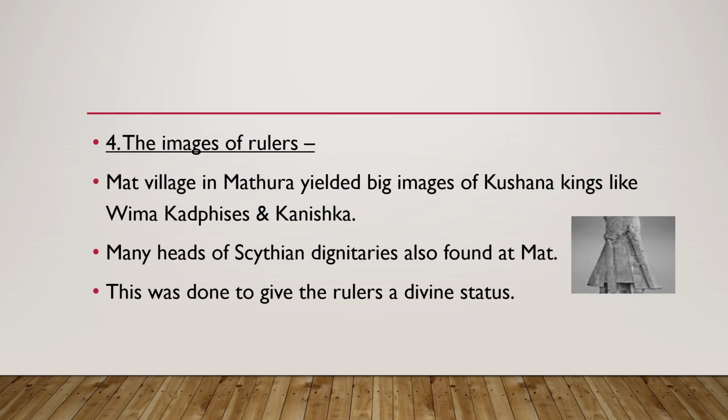Then there are images of rulers. The Mart village in Mathura yielded big images of Kushana kings, including those of Kanishka. This was done to give the rulers a divine status.